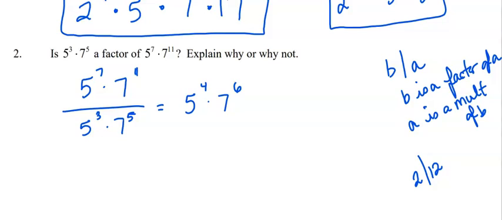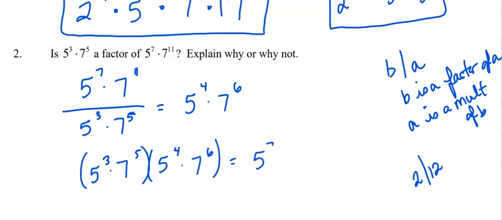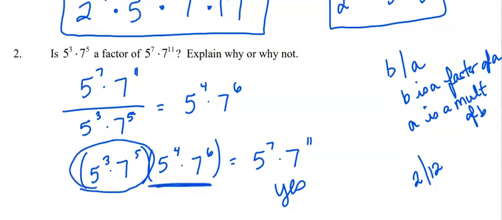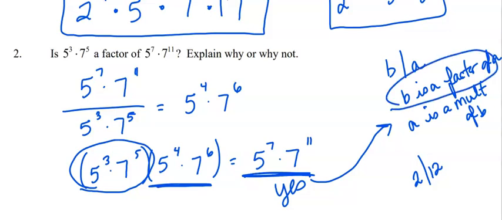And what we can say now is that 5 cubed times 7 to the 5th, if we multiply that by 5 to the 4th times 7 to the 6th, we do get 5 to the 7th times 7 to the 11th. So is it a factor? Yes, it is, by the definition of a factor that we did in our last lesson. If we can take this factor and multiply it by another factor to get this product, then by definition, yes, it is a factor, by the definition presented in lesson 4.1.